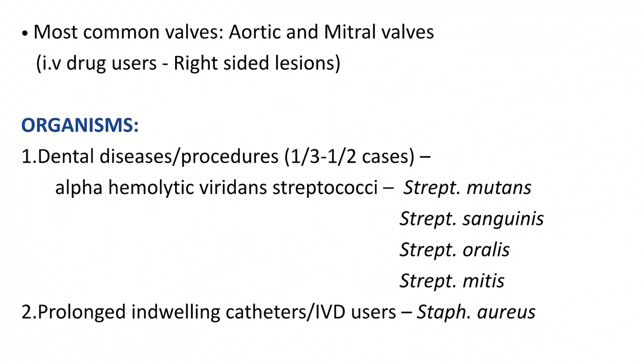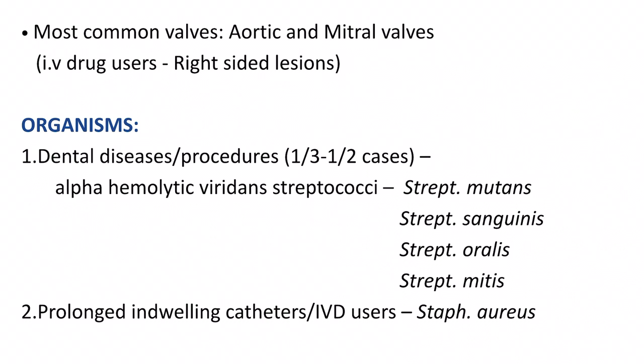So the most common valves affected in infective endocarditis are aortic and mitral valves. In intravenous drug users, right-sided lesions are common, which means tricuspid and pulmonary valves are affected more, because the drug, as it is injected in the intravenous compartment, reaches the right side of the heart, which is the receptive compartment of the heart, and so right-sided lesions are common in IV drug users.